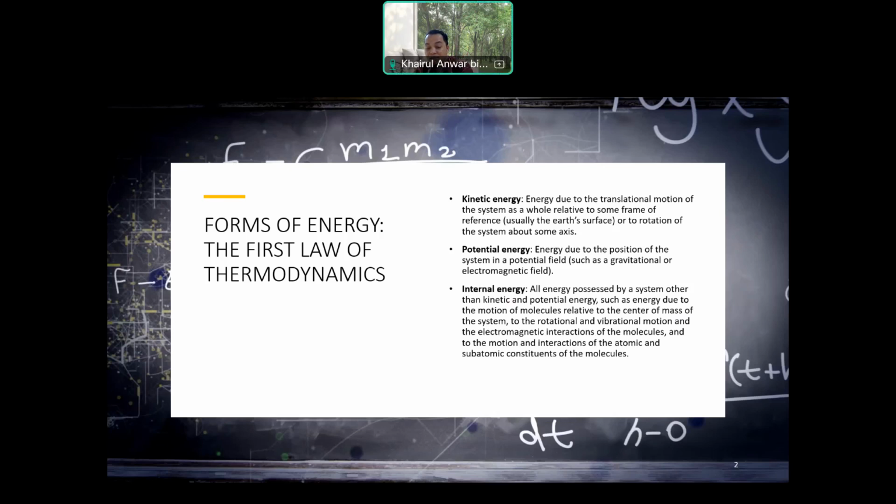After completing this chapter, we should be able to do the following. First is to define in your own words the types of forms of energy transfer between a system and its surroundings. Then, to calculate the kinetic and potential energy of a body of mass when it is moving or at a certain elevation.